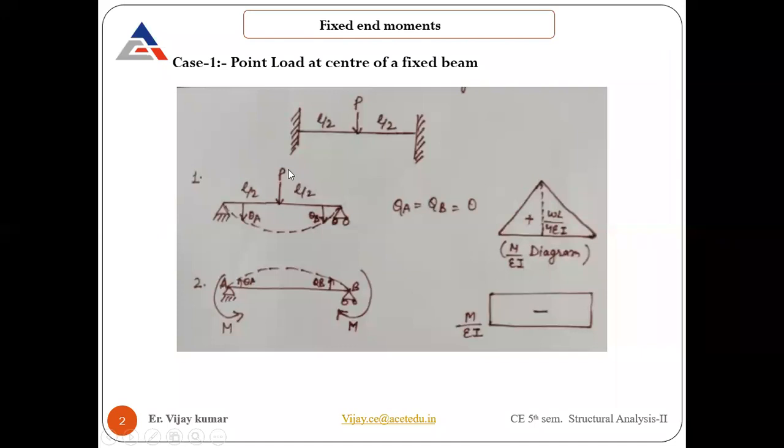First of all, calculate the reaction, which will be half of P, that is P by 2. W or P are the same thing, I just write W here. So P by 2 and P by 2; take the moment about this point, that will be P by 2 into L by 2, which comes out to be PL by 4, divided by EI. That is considered the M over EI diagram, a positive diagram. Sagging is considered positive, hogging is considered negative. Same thing for this case also.